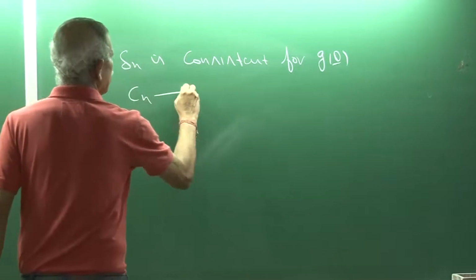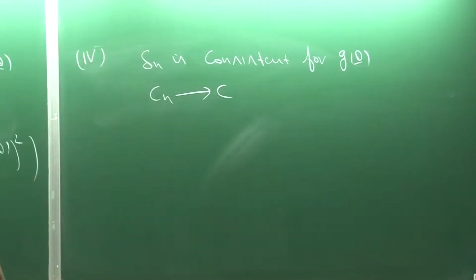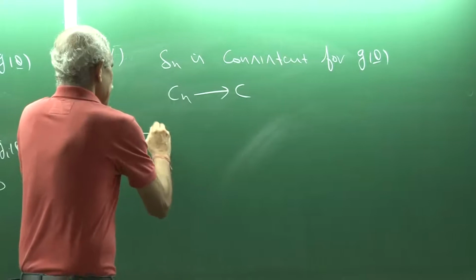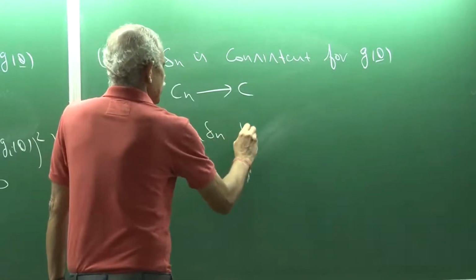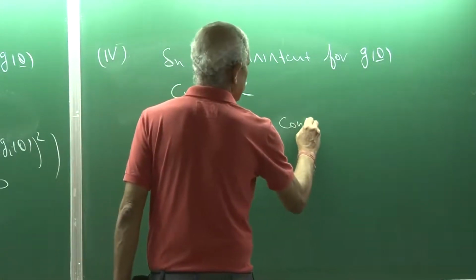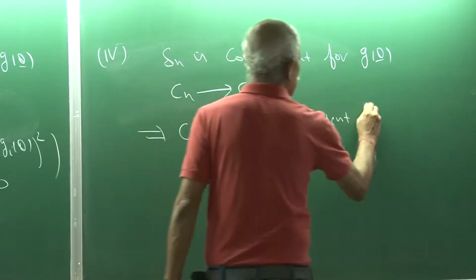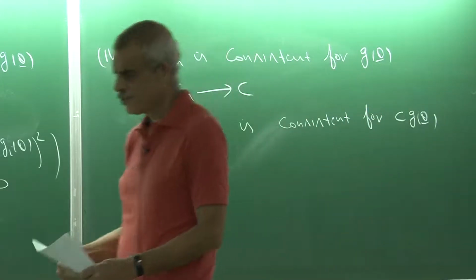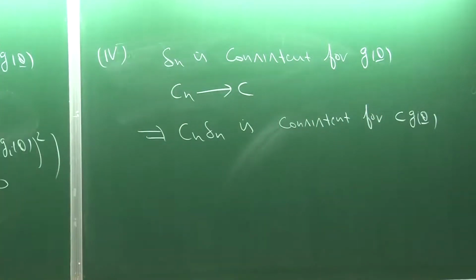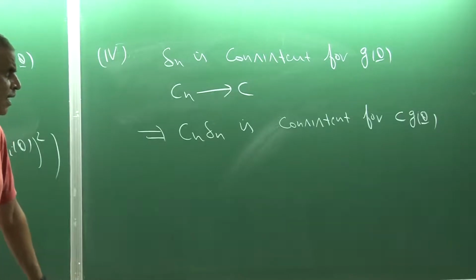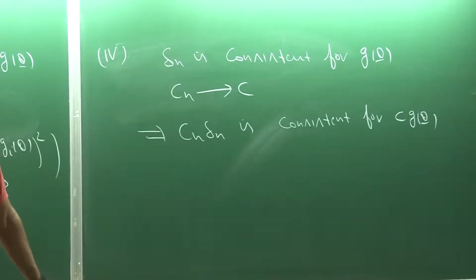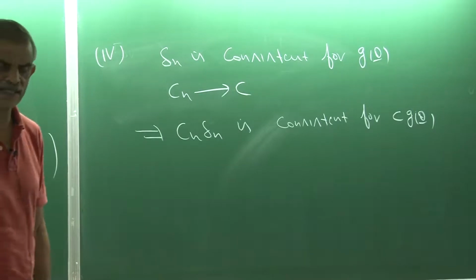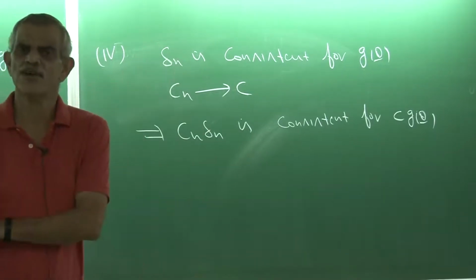If Cn is a sequence of real numbers which goes to C, this would imply that C of delta n is consistent for C of g theta. This also follows from the results which you did last time, that if xn goes to x in probability and Cn goes to C, then Cn xn goes to C of x. In fact, a lot of other things from earlier courses you can use.